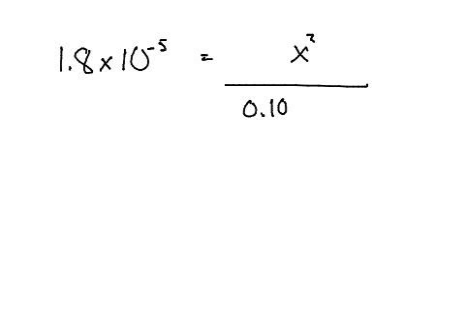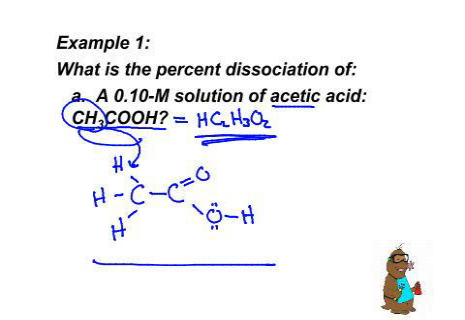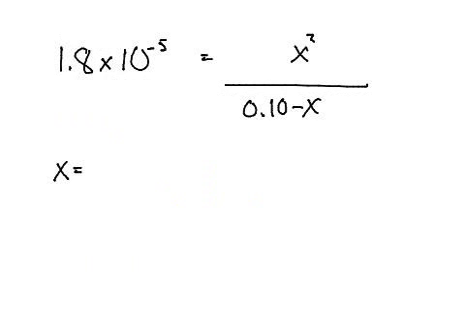Over 0.10 minus x. So now, first, we get our solver out. The solver, x, if you recall, is equal to the concentration of the hydrogen. Are we looking for pH, or what are we looking for? We are looking for the percent dissociation. So x is the concentration of the hydrogen, which is, by the way, also the concentration of the CH3COO negative. Gotta have the charge.